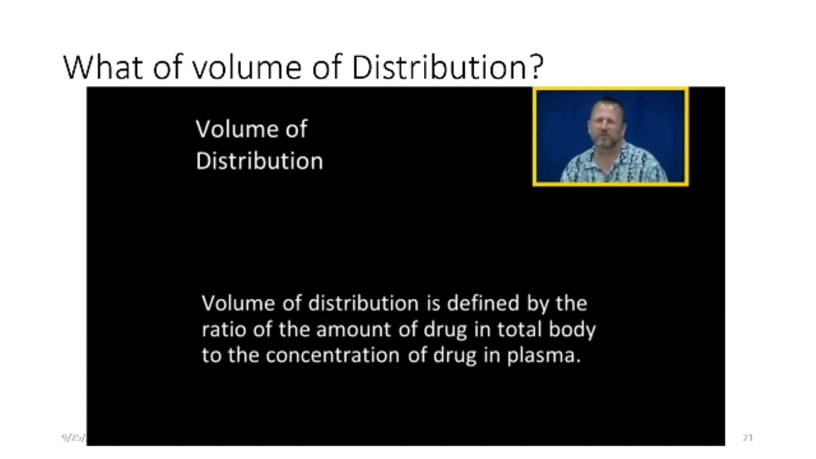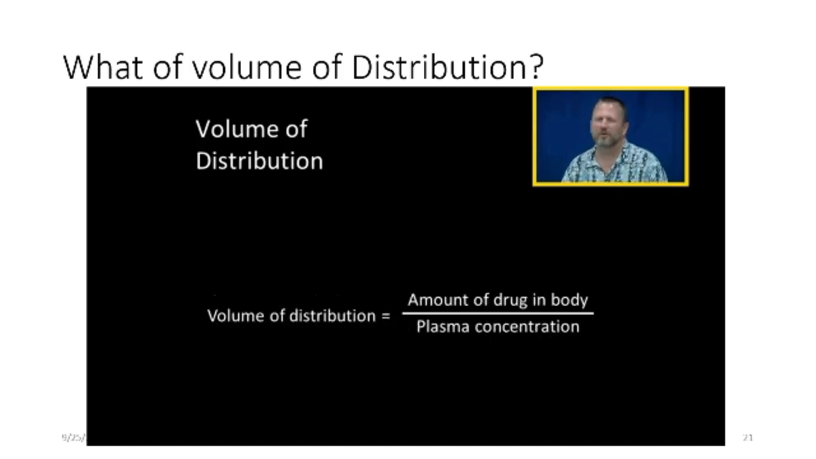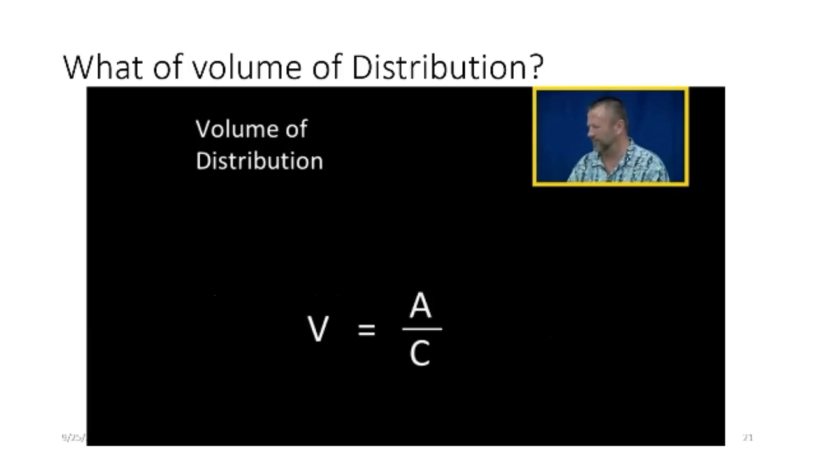The volume of distribution is defined by the ratio of the amount of drug in total body to the concentration of drug in plasma. So the volume of distribution is equal to the amount of drug in body divided by the plasma concentration. And we can abbreviate that: V is equal to A over C.